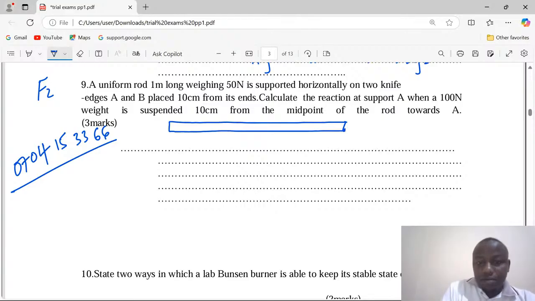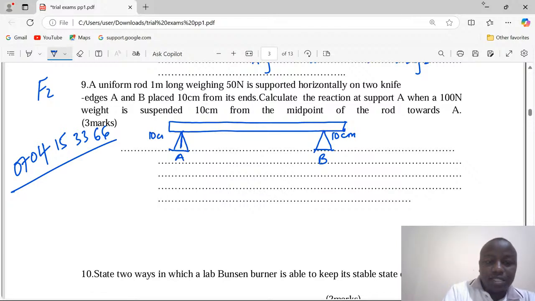Okay, so we are talking of 10 centimeters from the ends. We have a knife edge here, which we're calling A. Then there is another knife edge, 10 centimeters from the other end. We call it knife edge B. These are 10 centimeters from the ends.